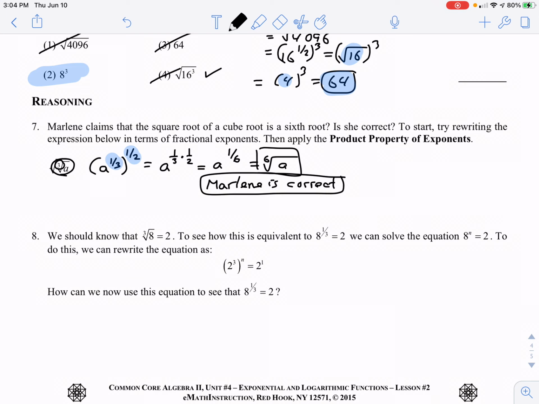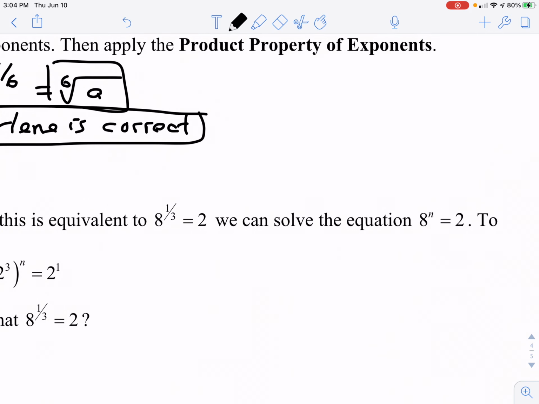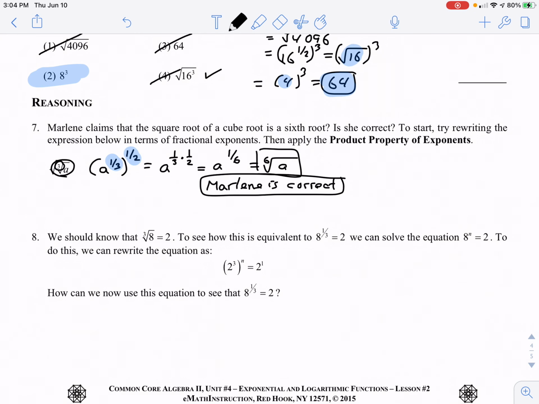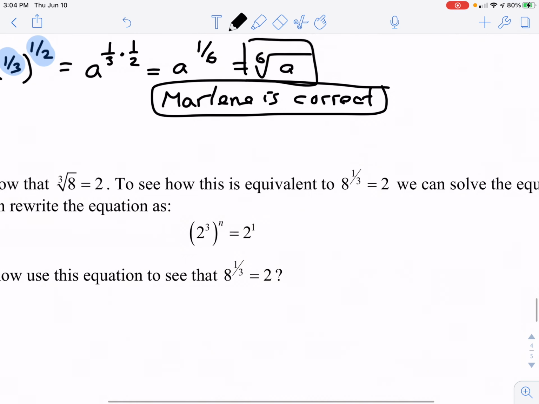In the last part here, we should know that the cube root of 8 is 2. To see how this is equivalent to 8 to the 1 third power equals 2, we can solve the equation 8 to the nth power equals 2. To do this, we would write the equation as 2 cubed to the n power equals 2 to the 1. So let's actually start with this, and let's show how this can be equivalent to this.